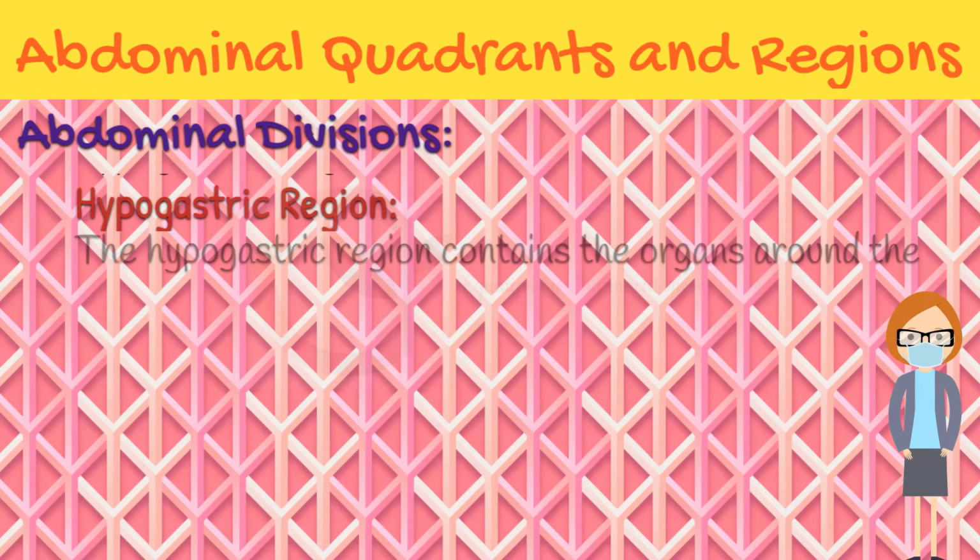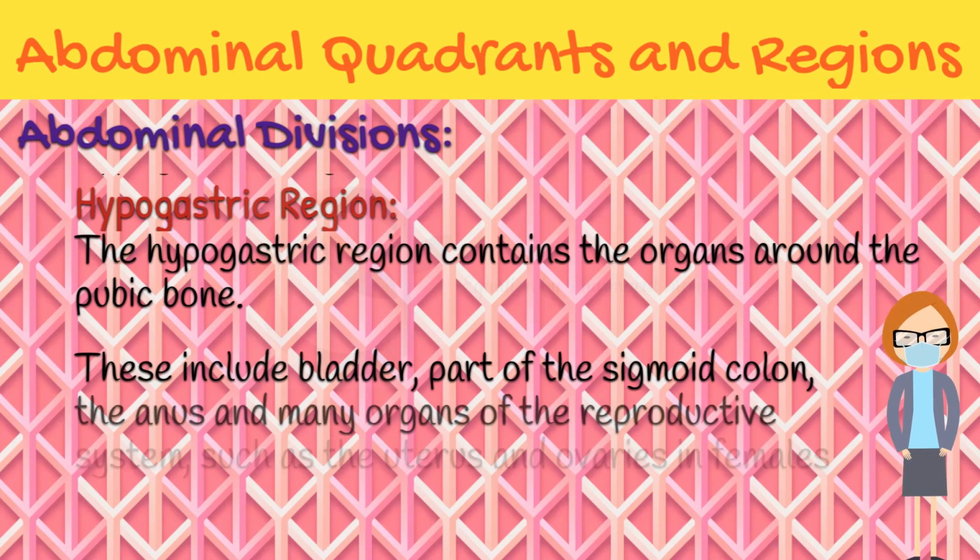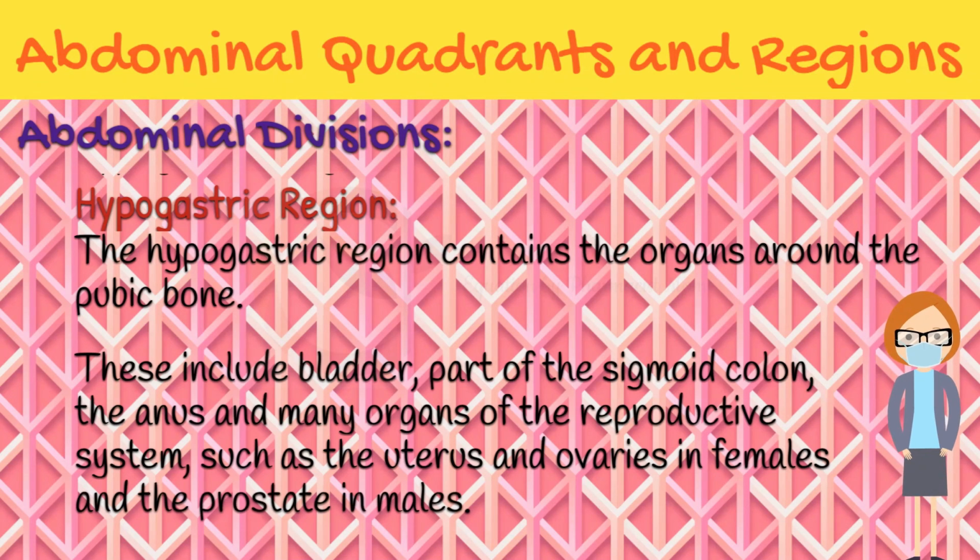The hypogastric region contains the organs around the pubic bone. These include bladder, part of the sigmoid colon, the anus, and many organs of the reproductive system, such as the uterus and ovaries in females, and the prostate in males.